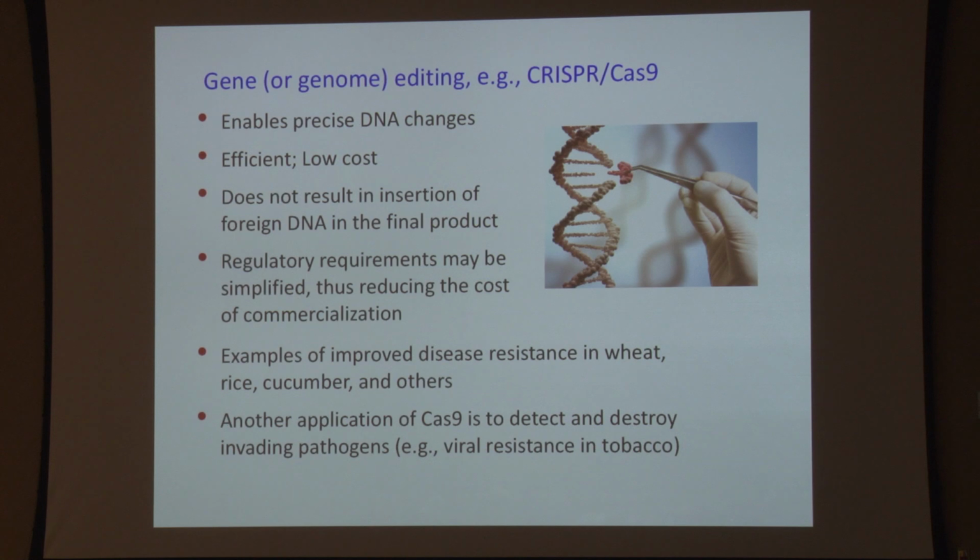Another application of Cas9, which is kind of interesting, is not to use it to manipulate the plant DNA, but to detect and destroy invading pathogens. That was the original function of Cas9 in bacterial systems. So if you could apply Cas9 enzyme to detect an invading virus and degrade it, that could be an interesting application of the technology.